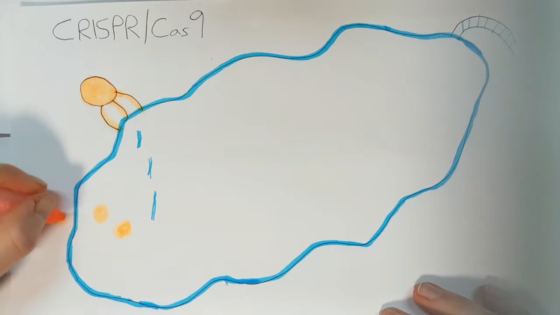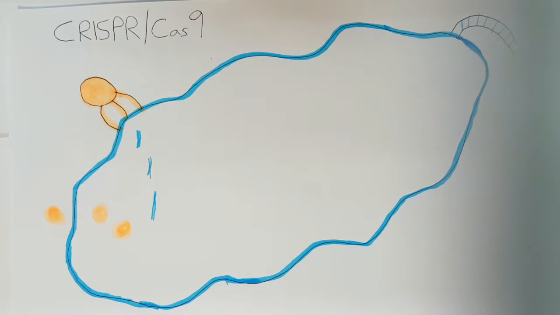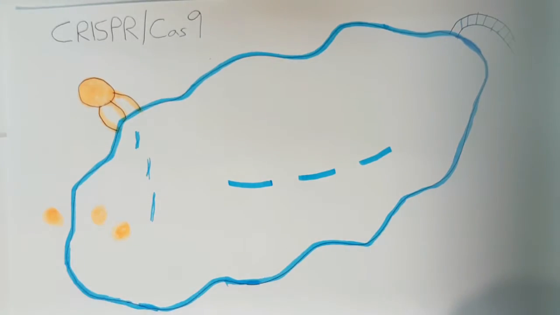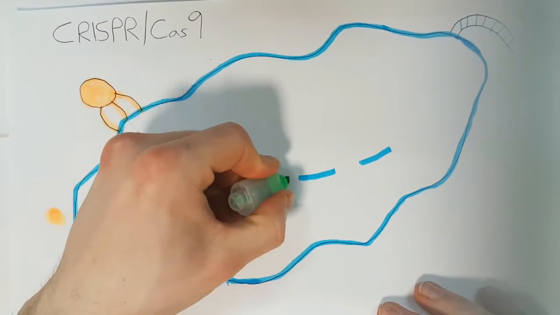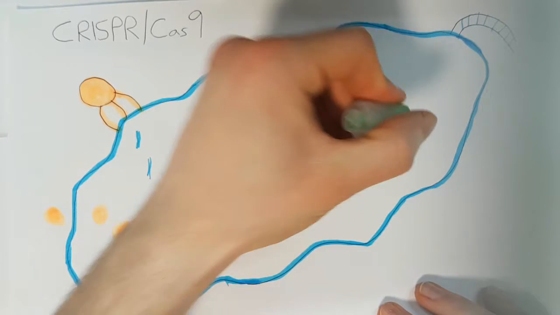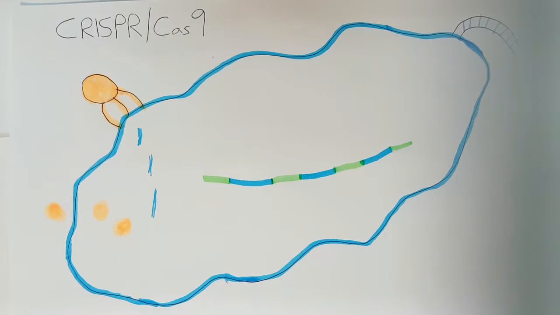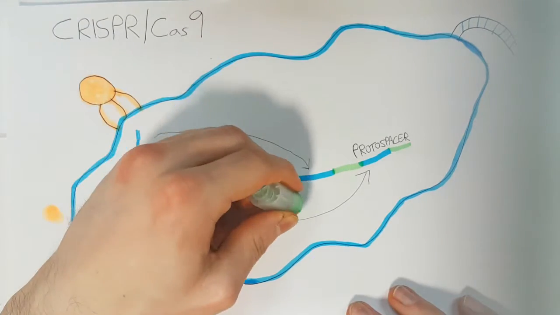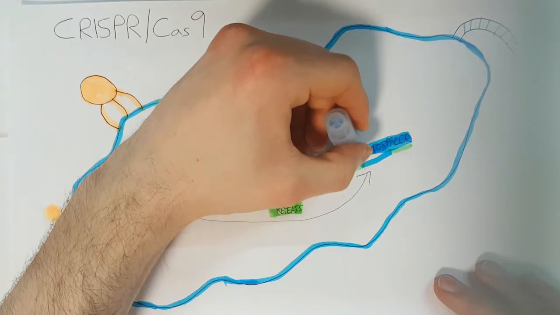As a means of adaptive immunity to infection via bacteriophages, the bacterial cells have what's called the CRISPR locus. The CRISPR locus is a series of DNA which consists of repeated DNA sequences interspaced by spacers termed protospacers. Once bacteriophage DNA enters the bacterial cell, it will become degraded, and small pieces of the degraded DNA will be inserted into the protospacers.